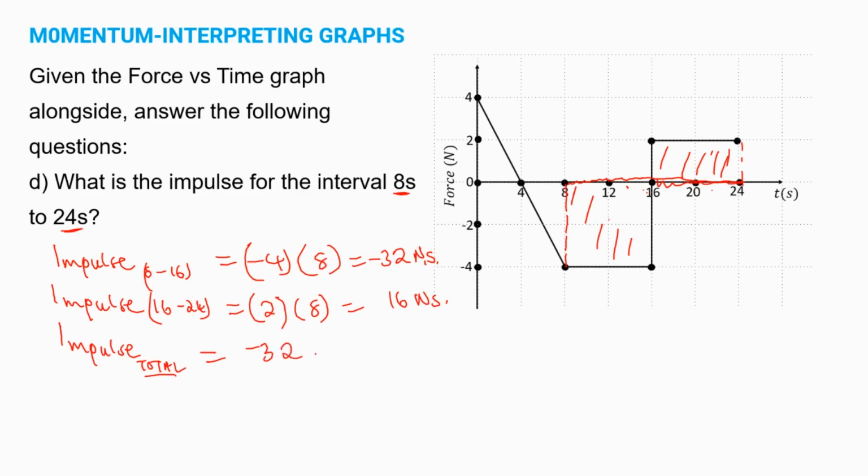Negative 32 plus 16, which is negative 16 Newton seconds. So what does that mean? It means this is 16 Newton seconds in the opposite direction. This was the force time graph.